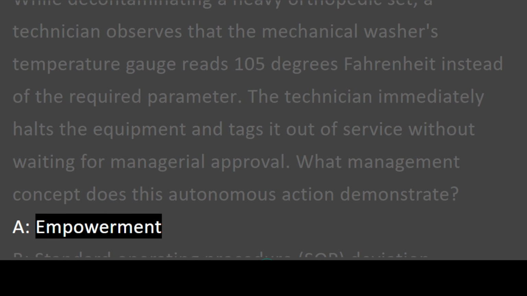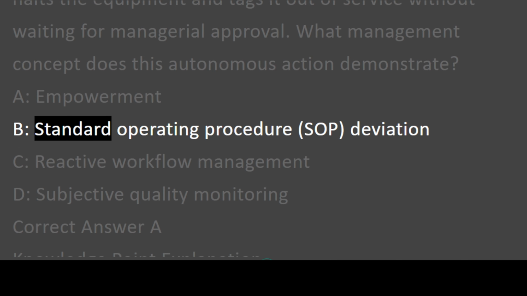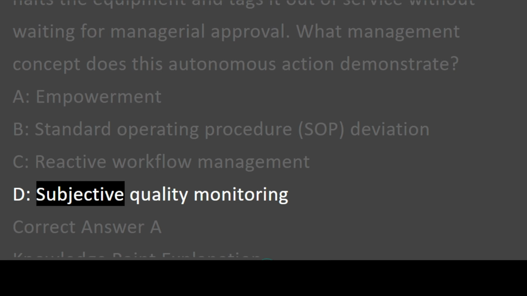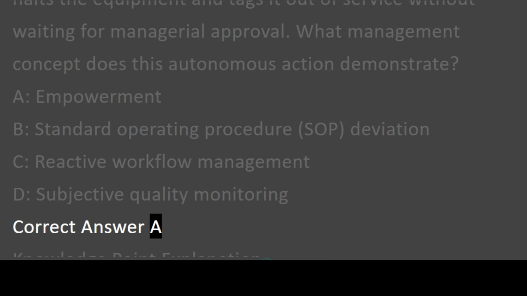A. Empowerment. B. Standard operating procedure, SOP, deviation. C. Reactive workflow management. D. Subjective quality monitoring. Correct answer A.